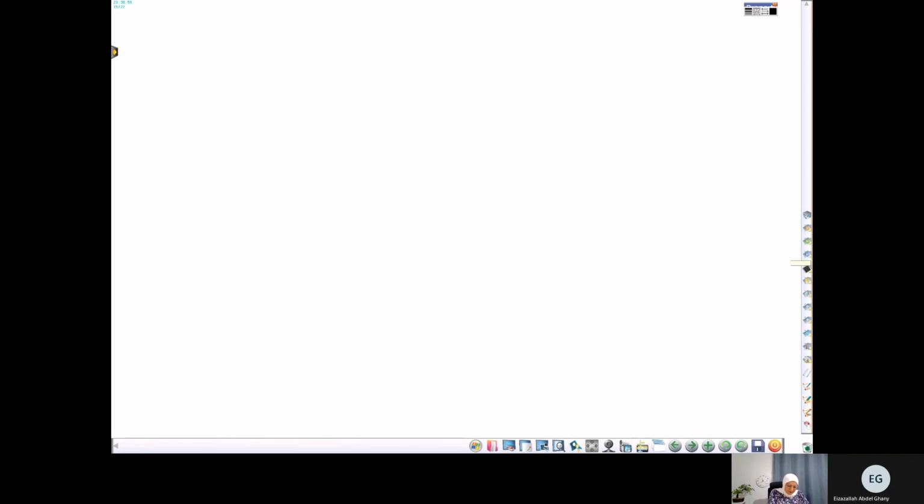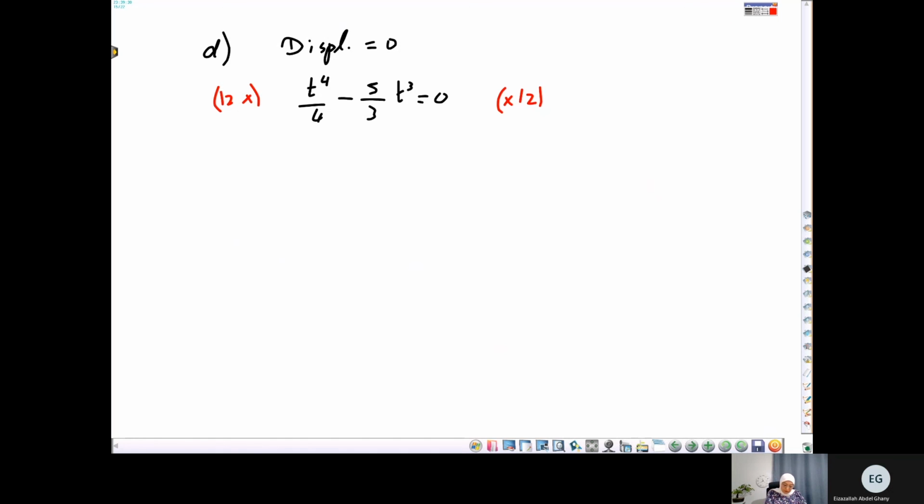So part D, at the start, it means displacement equals 0. So S equals 0, which is t to the power 4 over 4 minus 5 over 3 t cubed equals 0. The best way to get rid of both denominators is to multiply both sides of this equation by 12, because 12 is the lowest common multiple of 4 and 3. So the first term will be 3t to the power of 4, the second term, 4 times 5 is 20 t cubed, equals 0. Remember not to divide by the variable t.